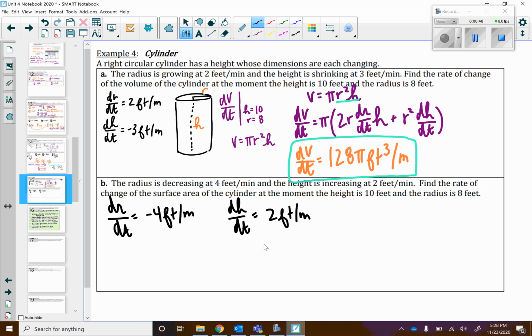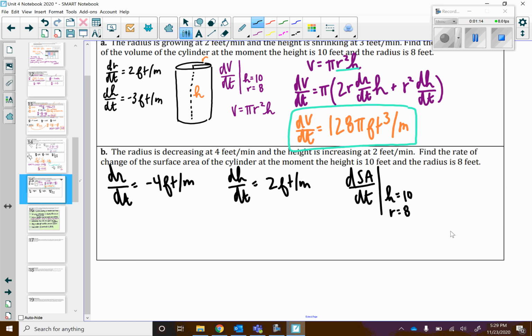Find the rate of change of the surface area. All right, so we want to find dSA/dt, the derivative of the surface area, the rate at which the surface area is changing at the moment when the height is 10 and the radius is 8. All right, so this is what we want, this is what we have.